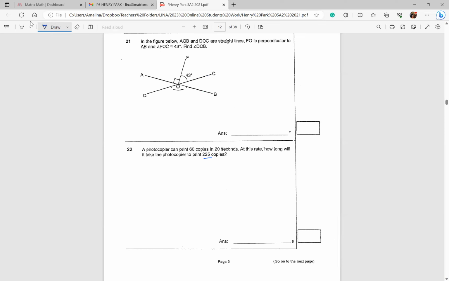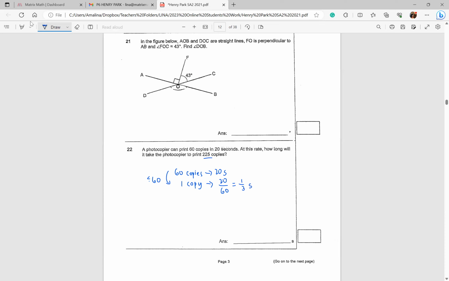Okay, so let's record down first. If your 60 copies take 20 seconds, I find for 1 copy first. So 1 copy will be my 20 seconds divided by 60. Please remember to divide in the correct manner. So if my left hand side is divided by 60, my right hand side must also be divided by 60. So 20 over 60 gives me 1/3 of a second.